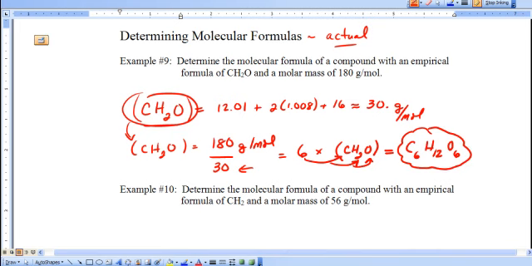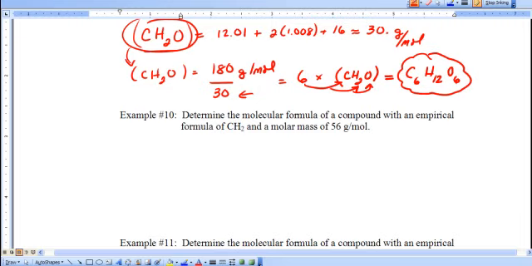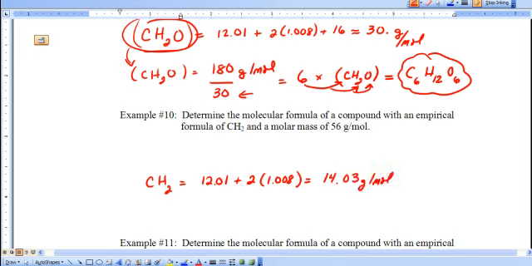Alright, let's go ahead and try another one. Determine the molecular formula of a compound with an empirical formula of CH2 and a molar mass of 56 grams per mole. So the first thing we do is figure out, well, how much does this weigh? Well, you have 12.01 plus 2 times the 1.008 grams per mole, and that's going to give us a mass of 14.03 basically. So that is the mass of the empirical unit.